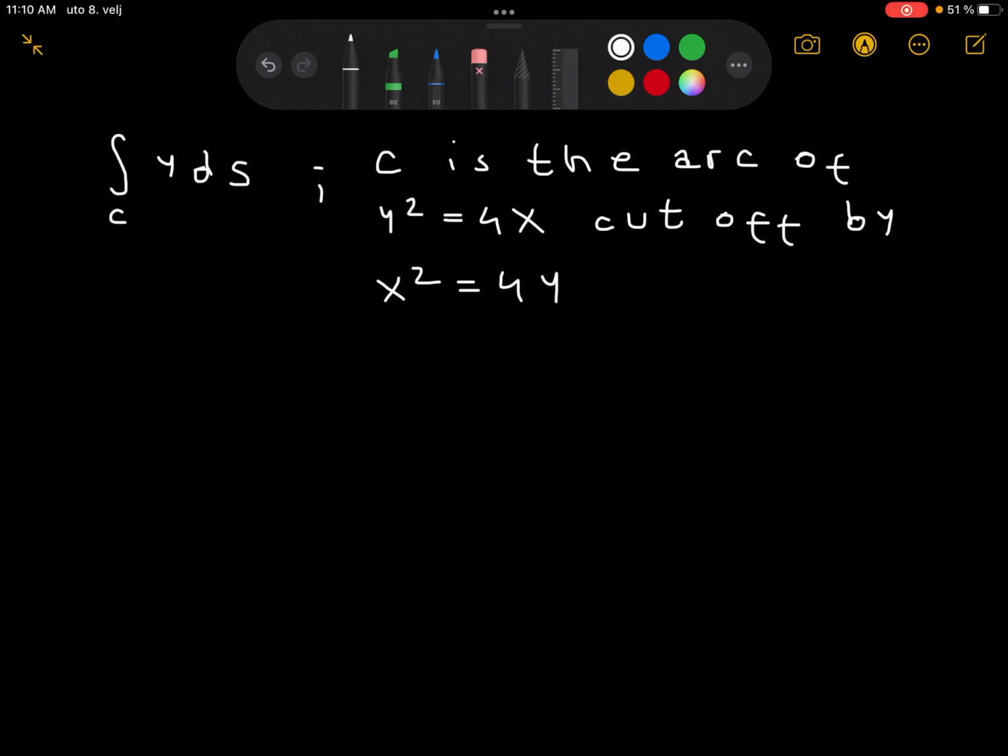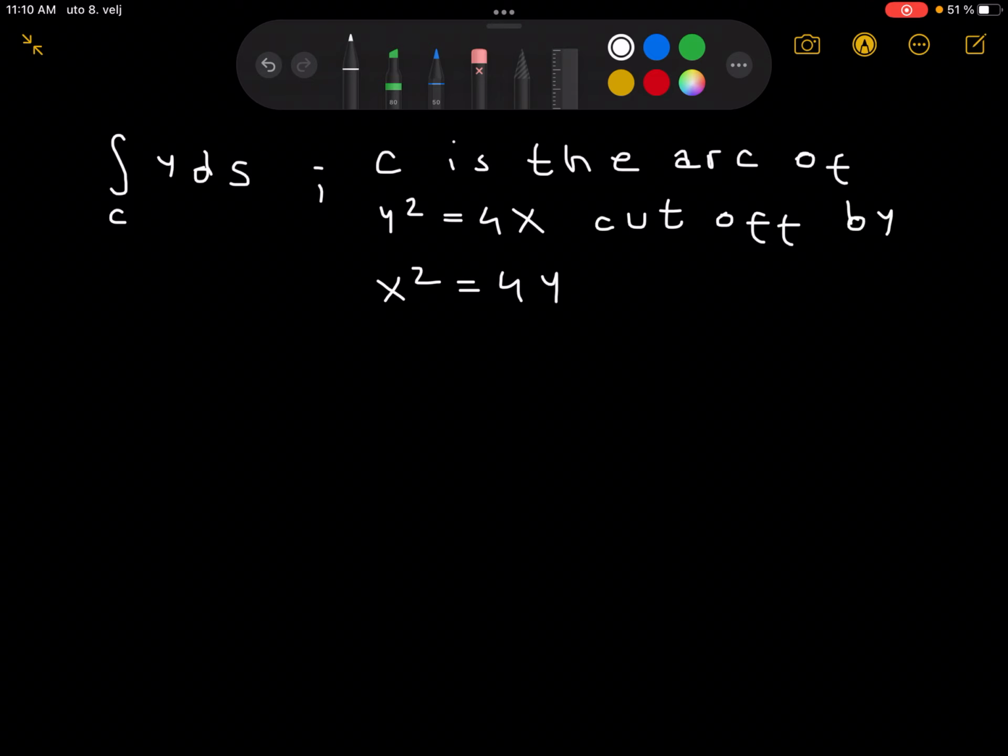So hello everyone, today we're going to be doing another little nice bit of calculus. Namely, we have this linear or curvilinear integral, which is the integral over the curve C of y ds, where C is the arc of the parabola y squared is equal to 4x, which is cut off by another parabola x squared is equal to 4y.